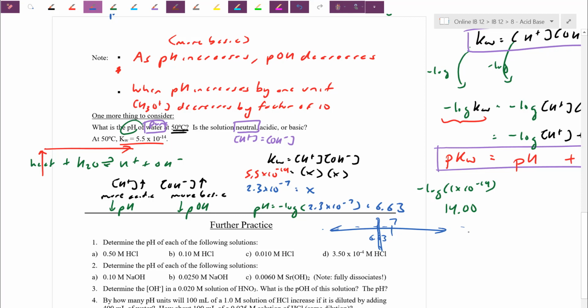So my neutral line has actually shifted at this temperature, right? So practice through a few questions there. We'll pick it up there.